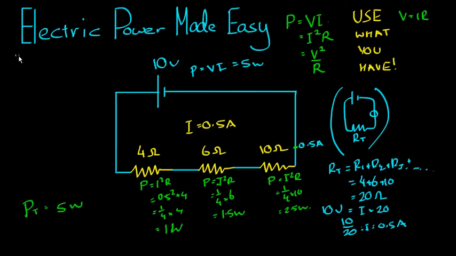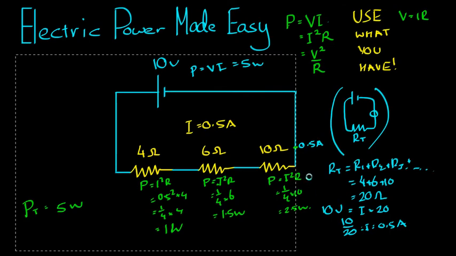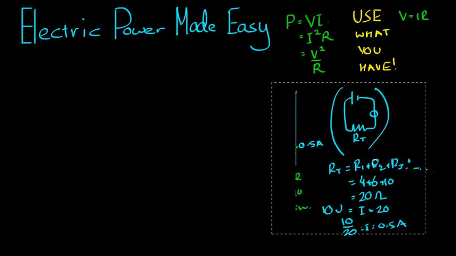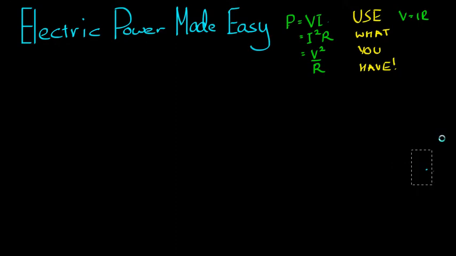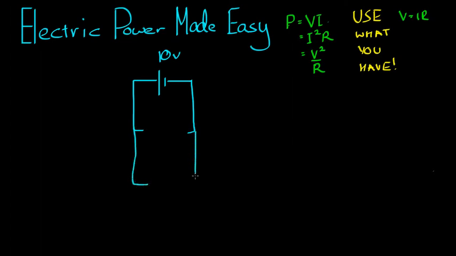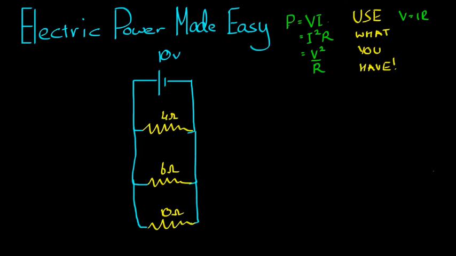It actually gets easier with parallel circuits. We'll have a look at an example of a parallel circuit. 10 volt power source, 3 resistors, all in parallel. We have a 4 ohm here, a 6 ohm here, and a 10 ohm here.